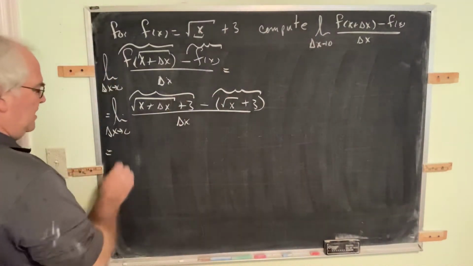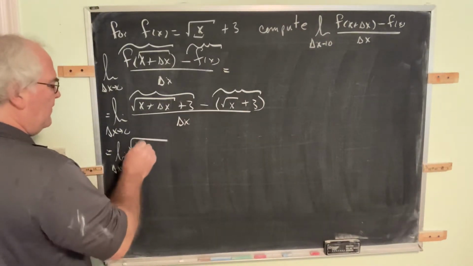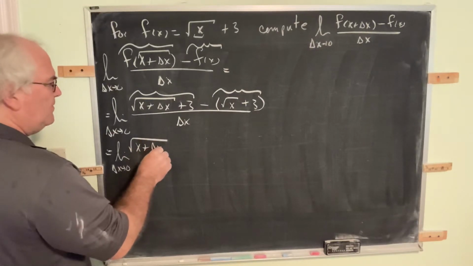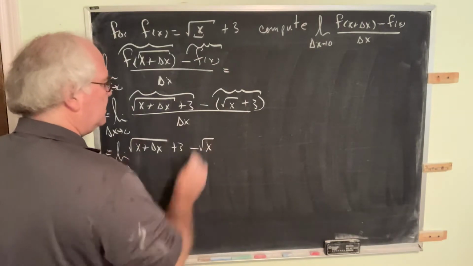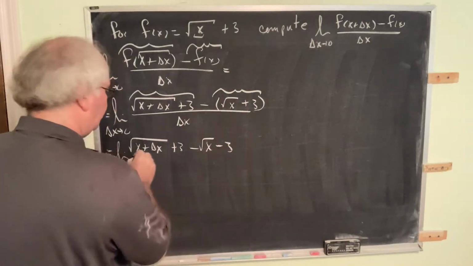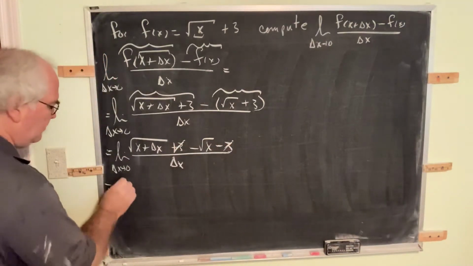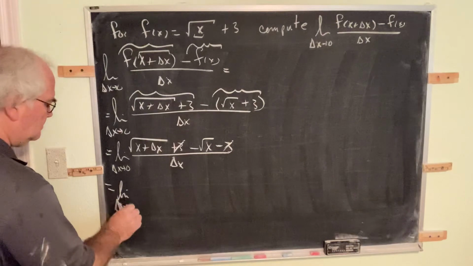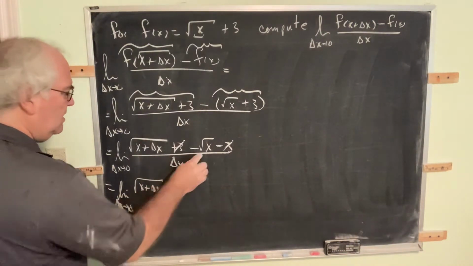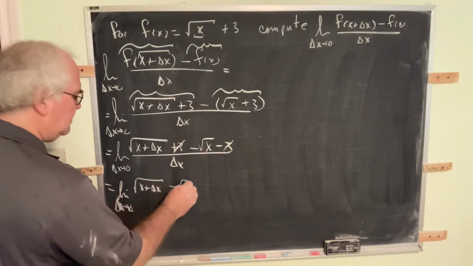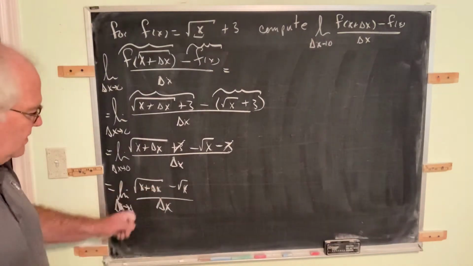Now, distribute this a little bit. This is the square root of x plus delta x plus 3 minus the square root of x minus 3. The 3's cancel, and what are we left with? Square root of x plus delta x minus square root of x, all over delta x. Direct substitution gives us 0 divided by 0.